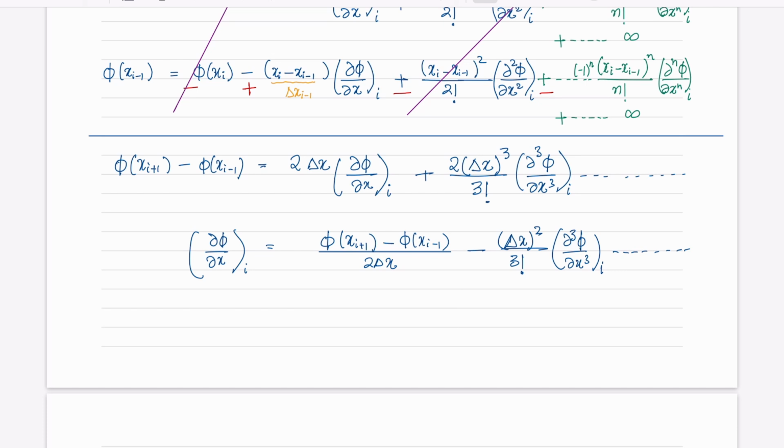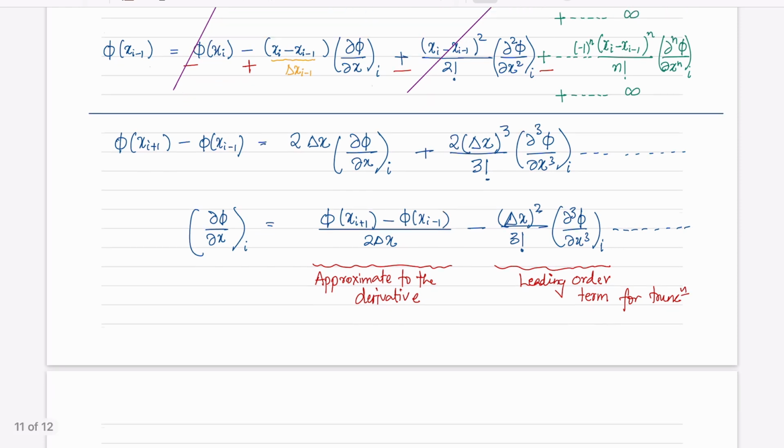And if I use the previous notation, so this is my approximate to the derivative, that is the first derivative that we are interested in, and this is my leading order term for the truncation error.